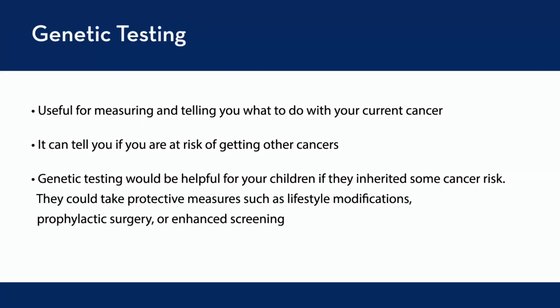And this information, as I said, can be useful for determining what to do with your current cancer. For example, if you're a man with prostate cancer, should you get a PARP inhibitor? But it can also tell you if you're at risk of getting other cancers, for example, colon cancer or pancreatic cancer, if you do carry an inherited faulty gene.